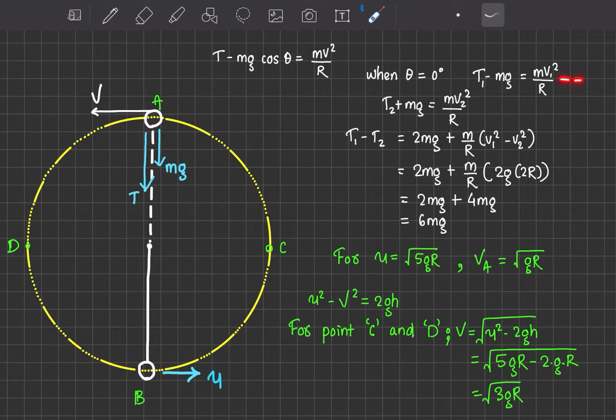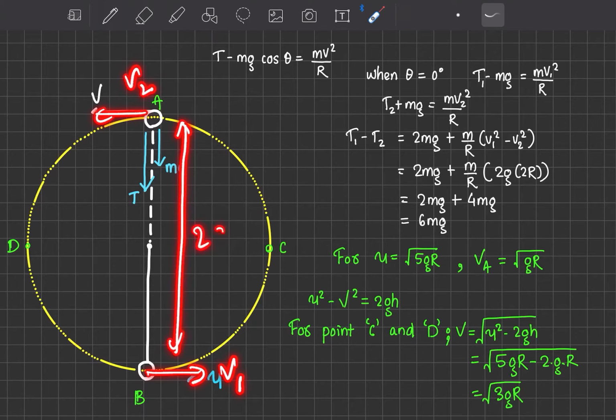Now considering the first one and the second one, if we subtract equation 1 minus equation 2, we get T1 minus T2 equals 2mg plus m by r taking common, (v1 square minus v2 square). Now we know if the velocity here is v1 and the velocity here is v2, then v1 square minus v2 square will be equal to 2gh, where h is the elevation difference between these 2 points. So here in this case h equals 2r.